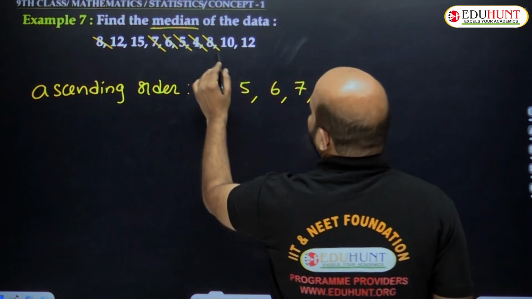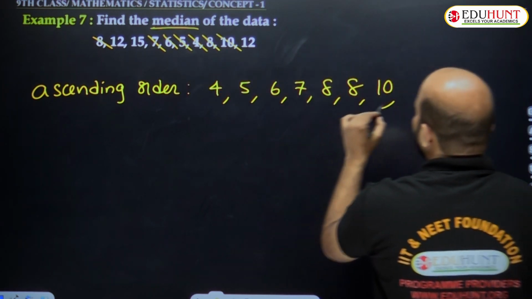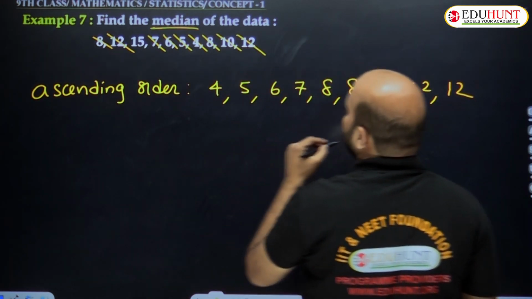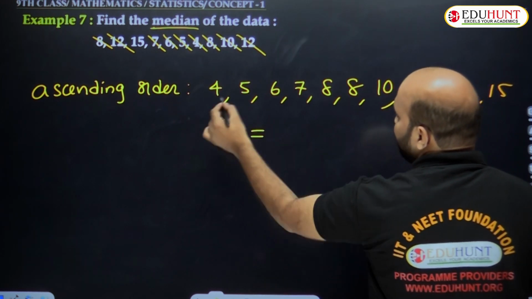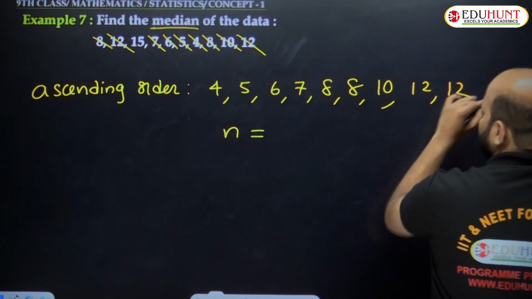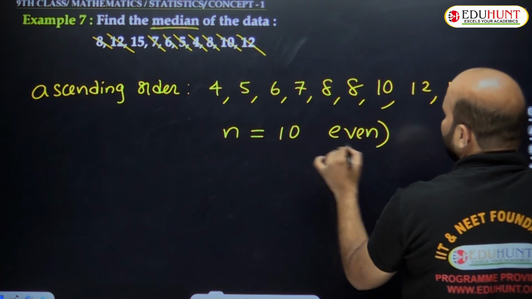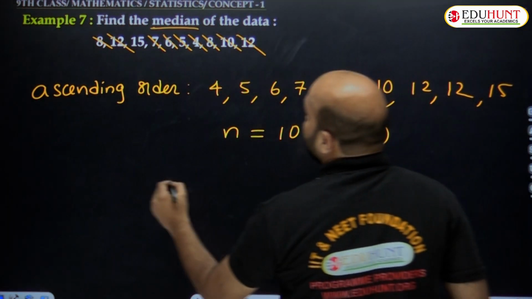Next is 10. Next 12, given two times, 12, 12. What is the last entry? 15. So here n is the number of values. How many are given? 1, 2, 3, 4, 5, 6, 7, 8, 9, 10. So 10, it is even. So when an even number of positions is given, how do we find the median?